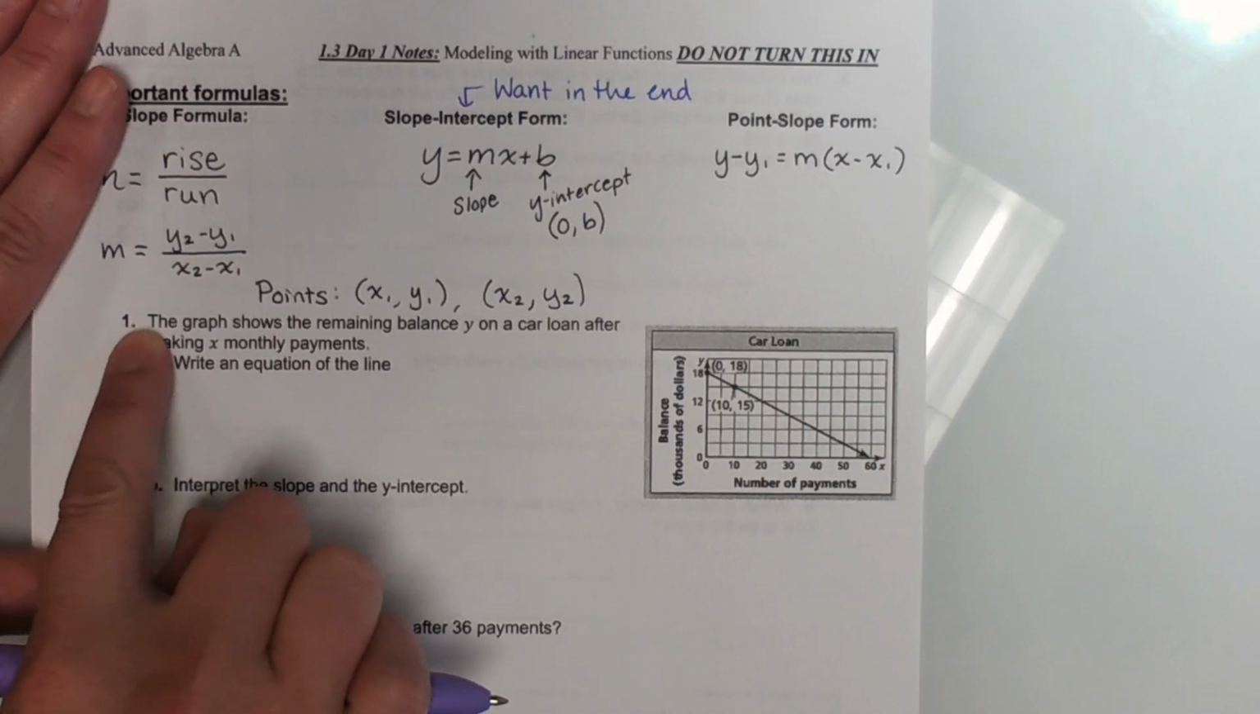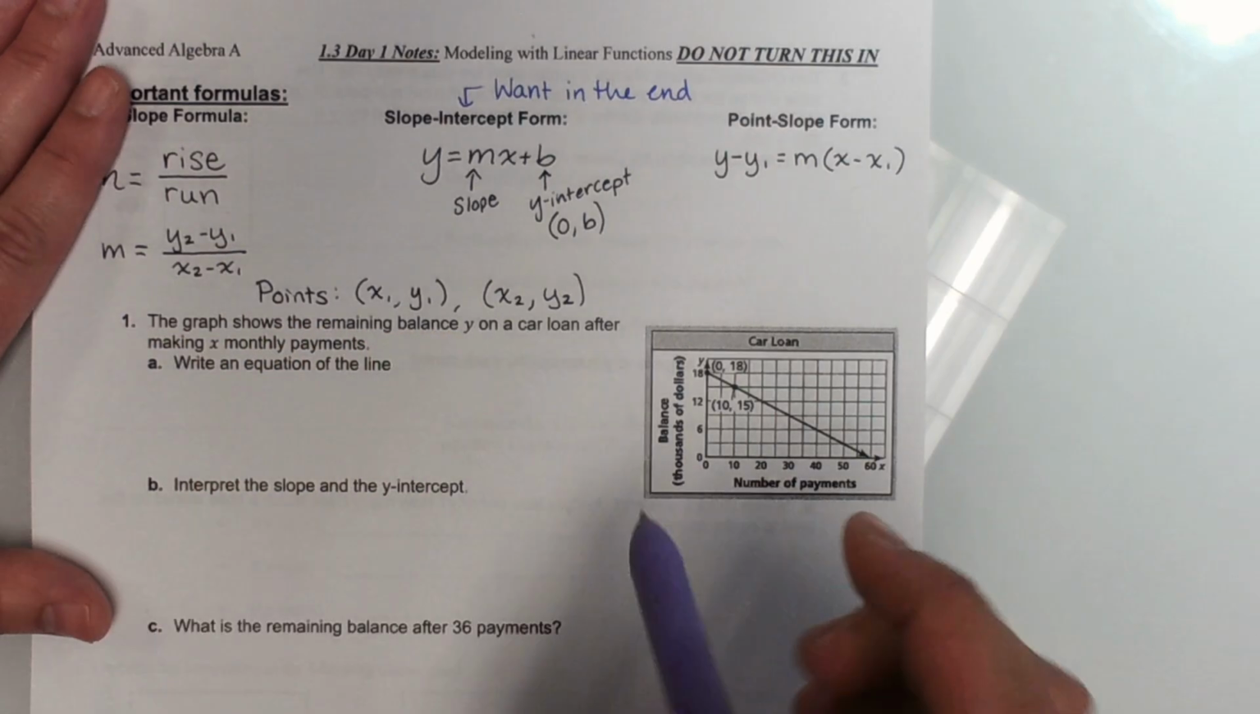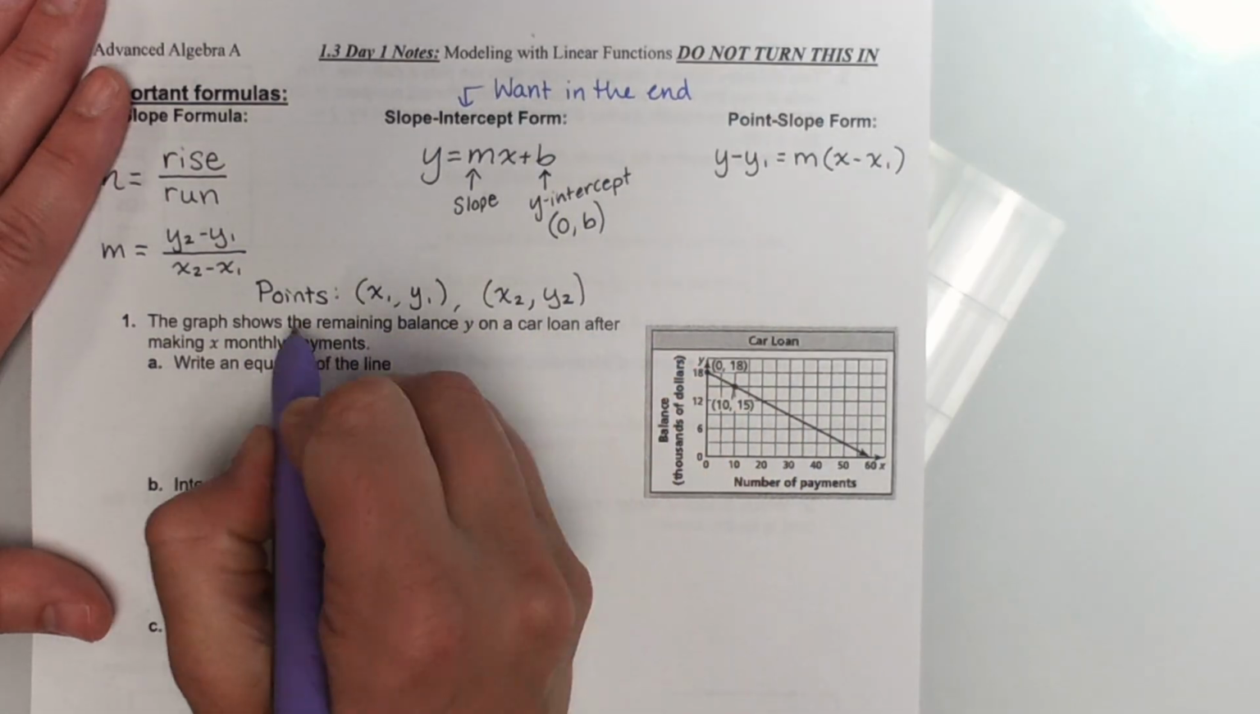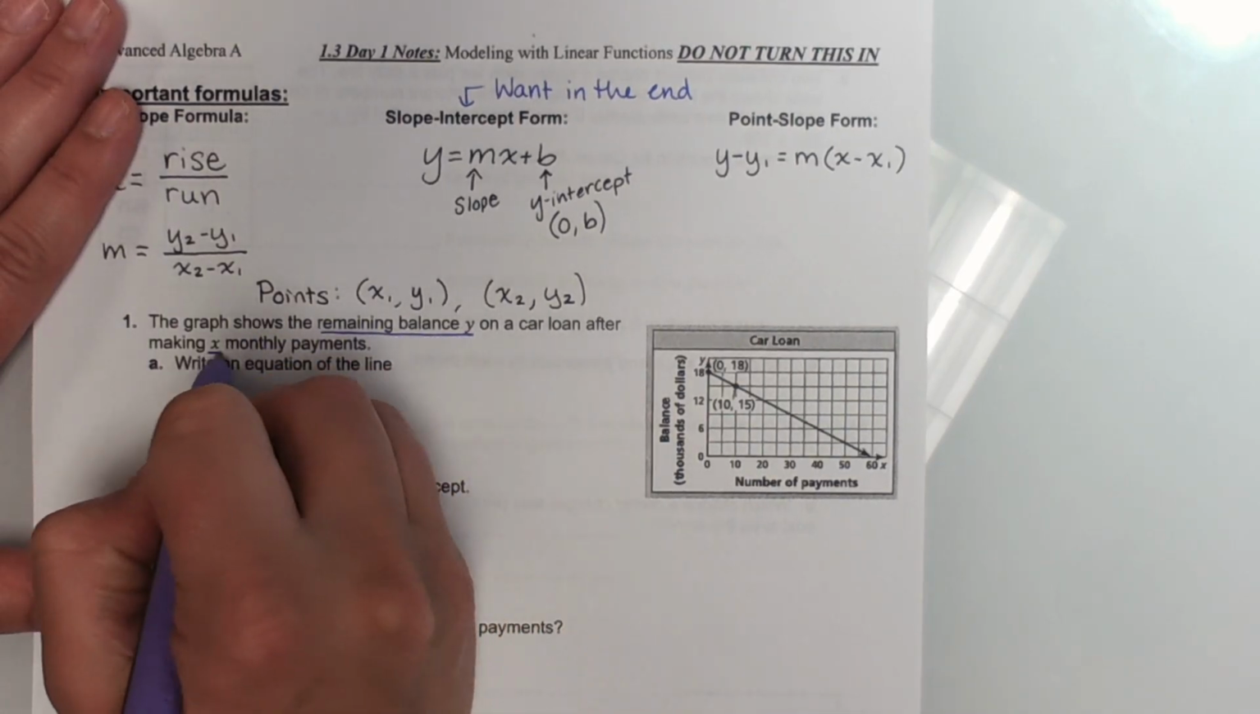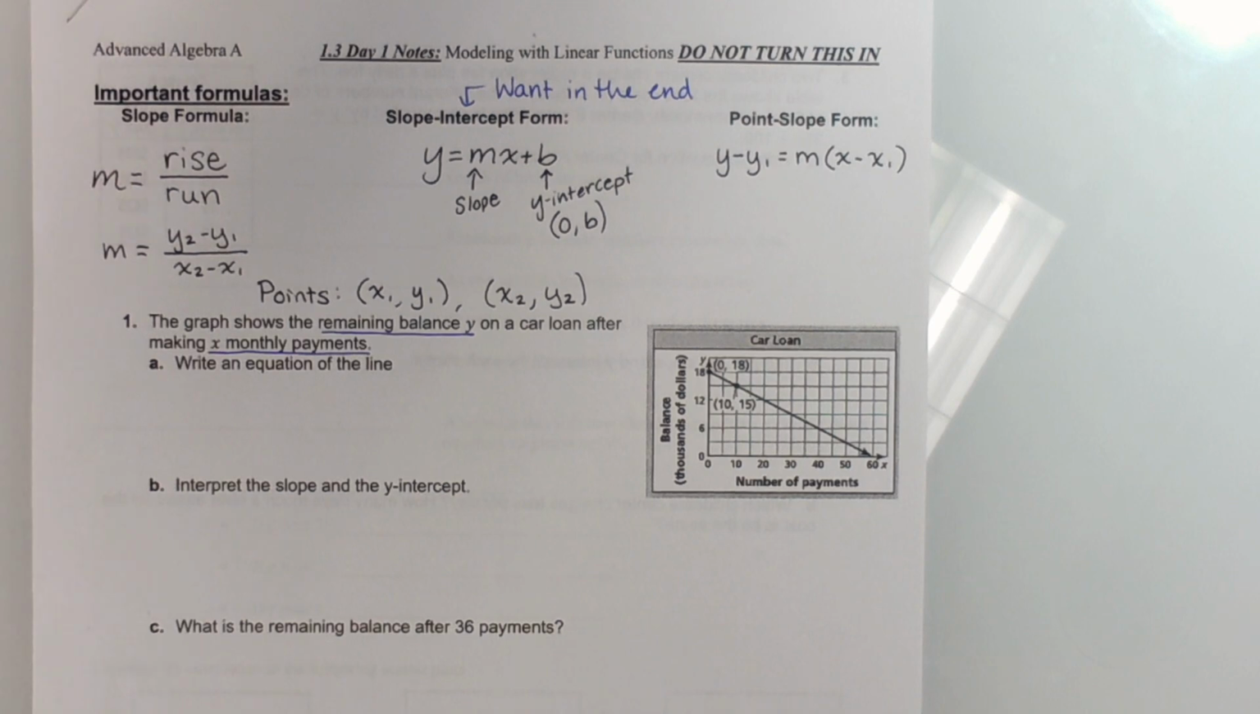Okay, problem 1. The graph shows the remaining balance y on a car loan after making x monthly payments. We want to write an equation for this. When it says write an equation, again, we're going for y equals mx plus b. So I need m, which is slope. I need b, which is the y-intercept.